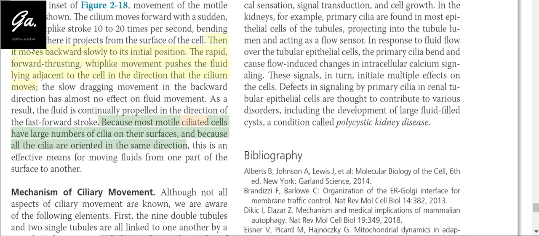Because most motile ciliated cells have large numbers of cilia on their surfaces, and because all the cilia are oriented in the same direction, this is an effective means for moving fluids from one part of the surface to another.